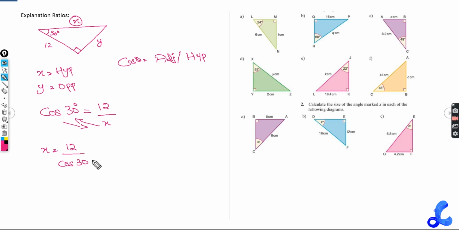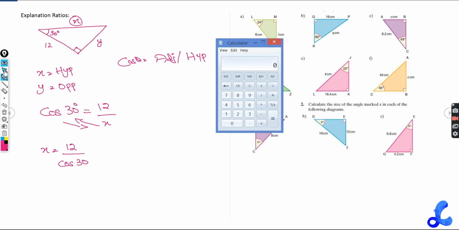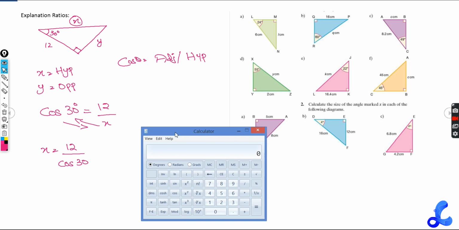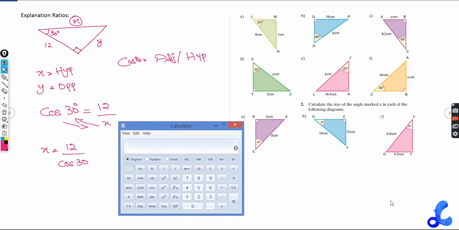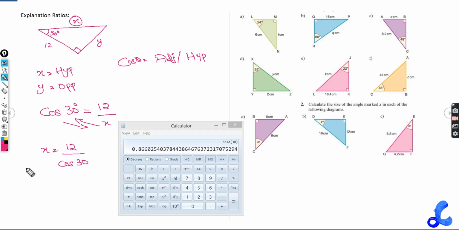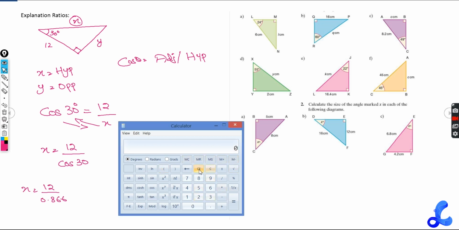I'll also teach you how to use a calculator over here. So let me just shift this from a normal to a scientific calculator. Okay, so there's a scientific calculator given to you. All you're going to do is put 30 and press cos. When you put 30 and press cos, the answer that you have is 0.866. So 12 divided by 0.866. Where is the divide sign? Yeah, divide sign over here.